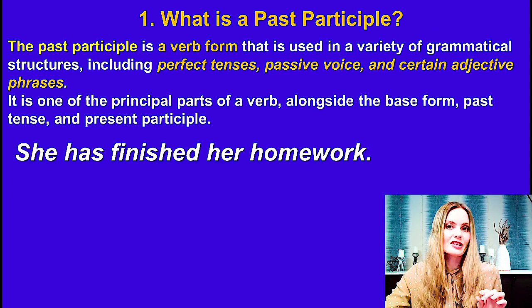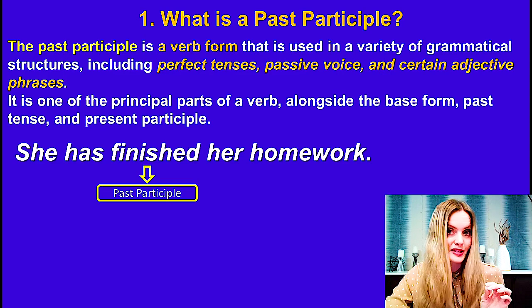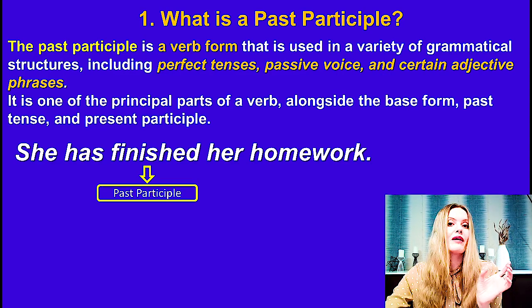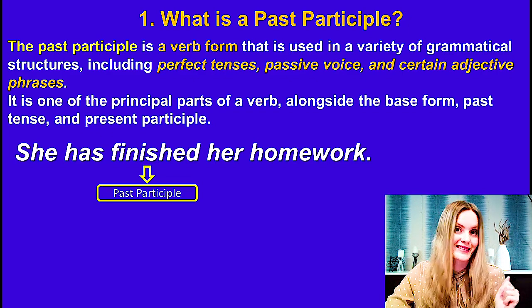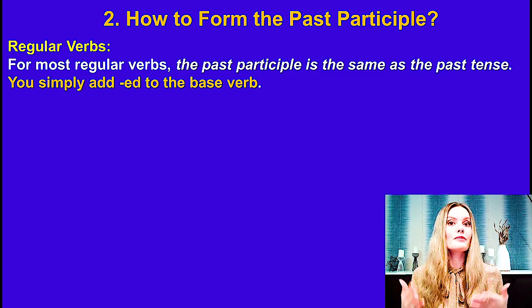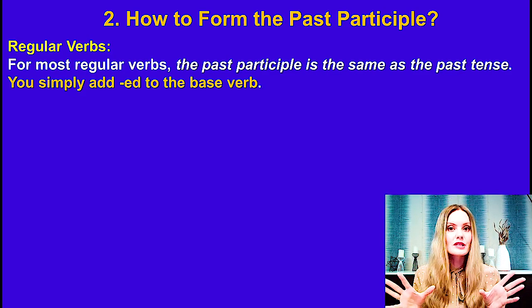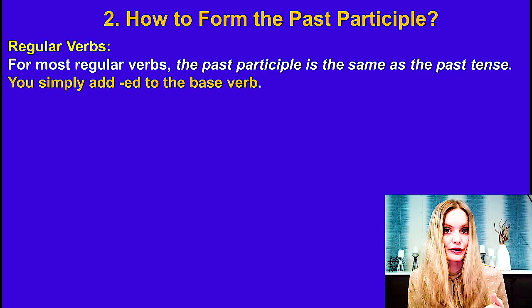She has finished her homework. Finished is a past participle, which is used as a part of a formula for forming present perfect tense. Now, how to form the past participle? To form the past participle, we should distinguish between the regular verbs and irregular verbs.